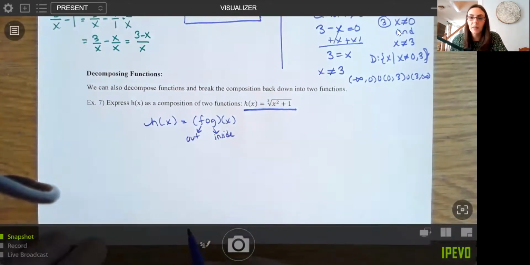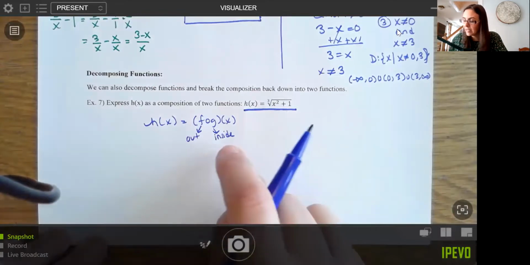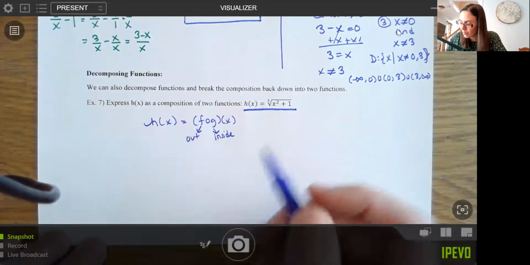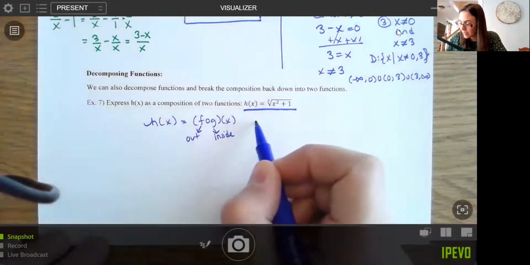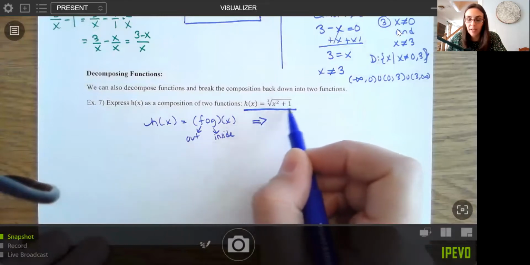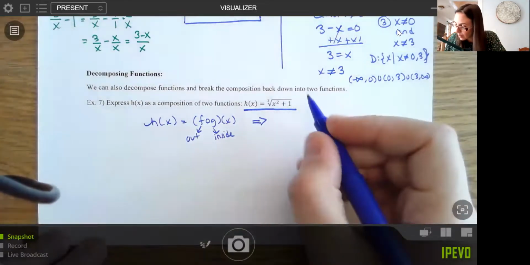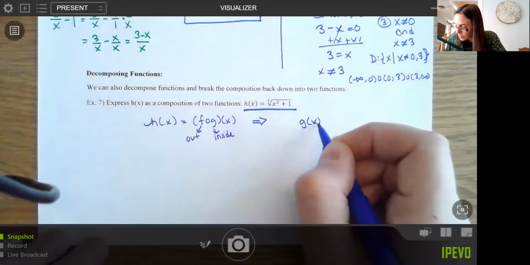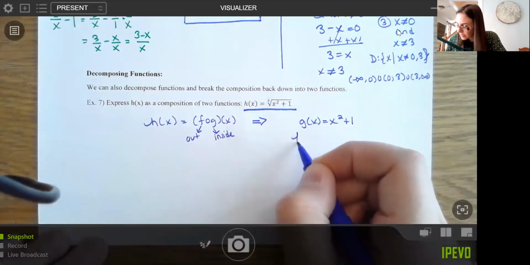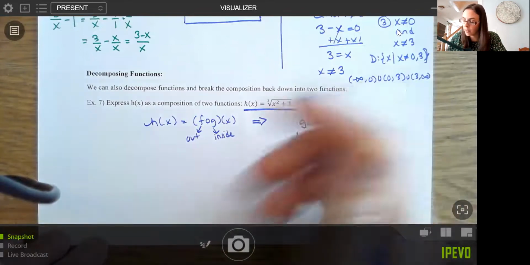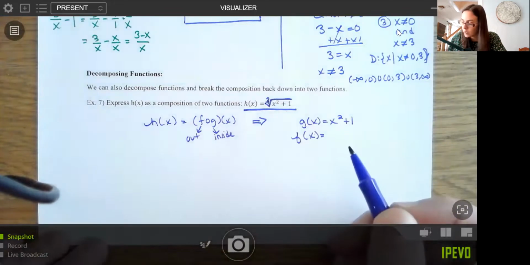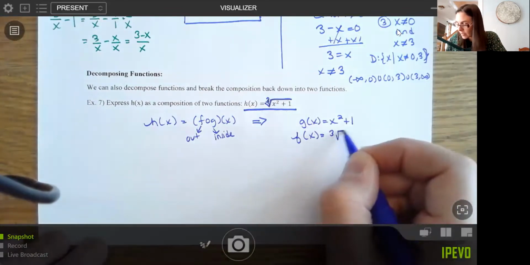And hopefully there's something that jumps out at you. Usually the inside function is inside something. So here, one of the easiest things to do for this example is I could let my inside function be the x squared plus 1, right? Because it's in the root. So I'm going to let g of x be x squared plus 1. And then I'm going to let my f of x function be the outer function. Now your outer function is just right here. It's the cubed root. So it's the cubed root of x.